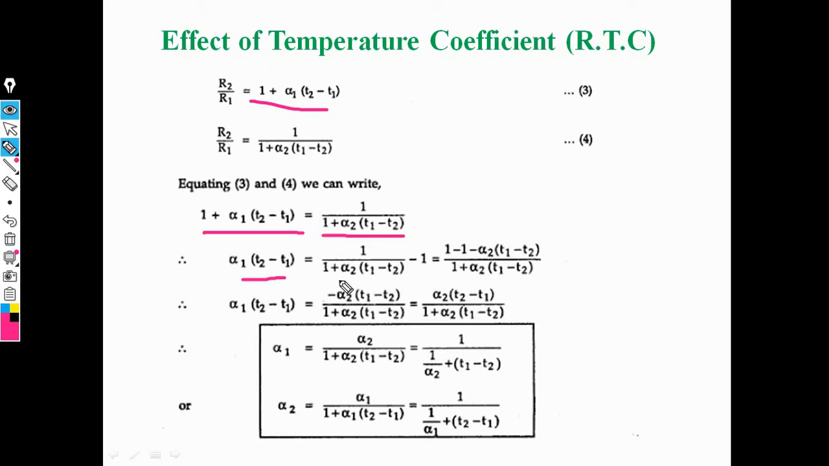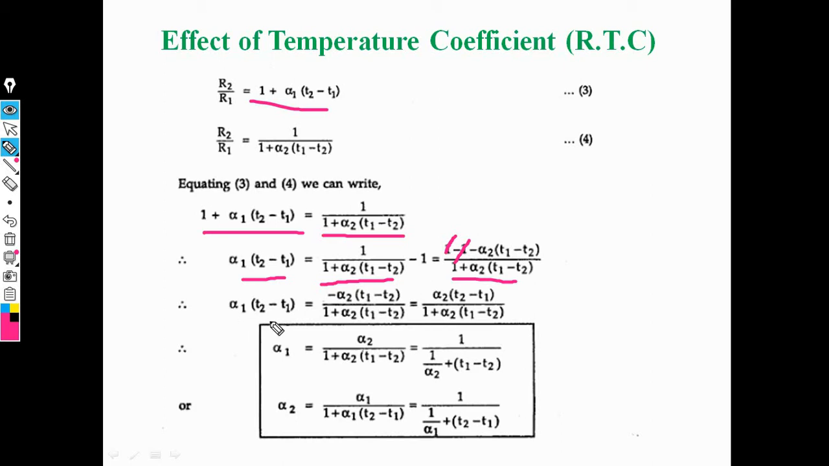Taking the common denominator, (1 + alpha2(T1 - T2)) with 1 multiplied gives 1 minus 1 minus alpha2(T1 - T2). The 1 gets cancelled, leaving minus alpha2(T1 - T2) upon (1 + alpha2(T1 - T2)). We interchange the sign in the bracket, so alpha1(T2 - T1) = alpha2(T2 - T1) upon (1 + alpha2(T1 - T2)).